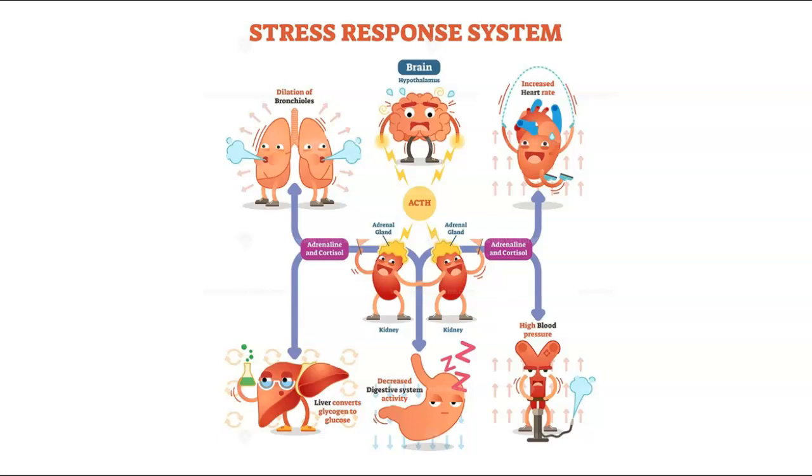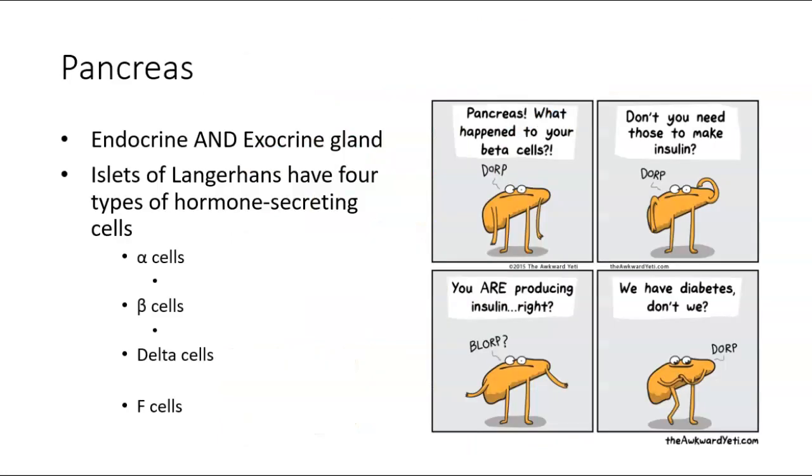Now we're heading to the pancreas. All right, so the pancreas is located posterior to the stomach. It is both an exocrine and endocrine gland. So the islets of Langerhans have 4 types of hormone secreting cells. The ones that we mostly concern ourselves with are the alpha and beta cells.